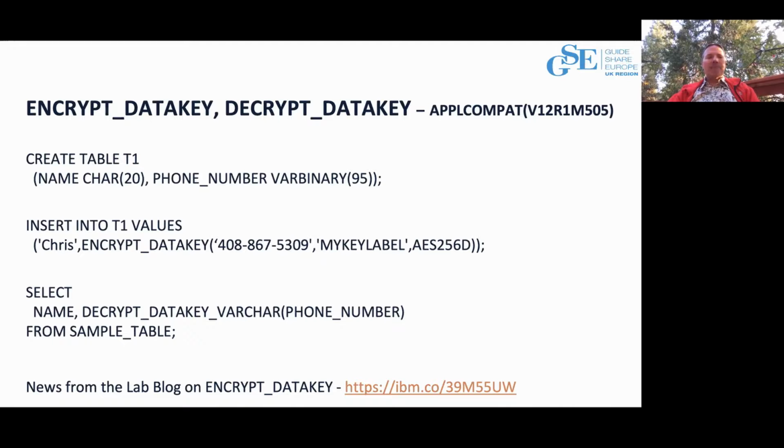And so in this example here, I've got a table and I've got a phone number, and I want to encrypt it because that's PII data. So Chris is going to encrypt the phone number. If you're not familiar with 8675309, that's Tommy Tutone's song, Jenny. You can Google that number. The 408 is the area code for San Jose.